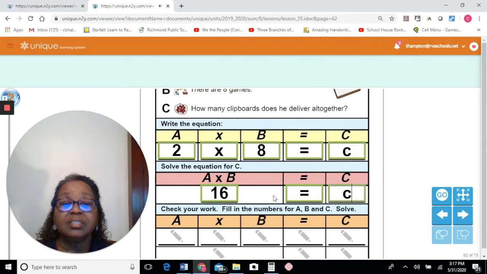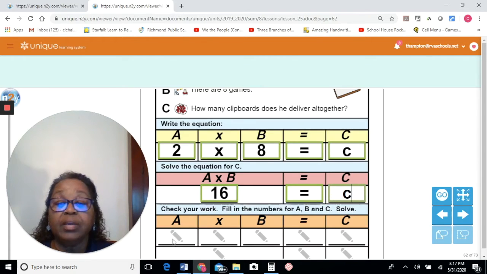What this tells us is that the C that we didn't know what it was is 16. Equal means is the same. C is the same as 16. That's what we've decided. So we have found all of the parts of our expression today, of our equation.